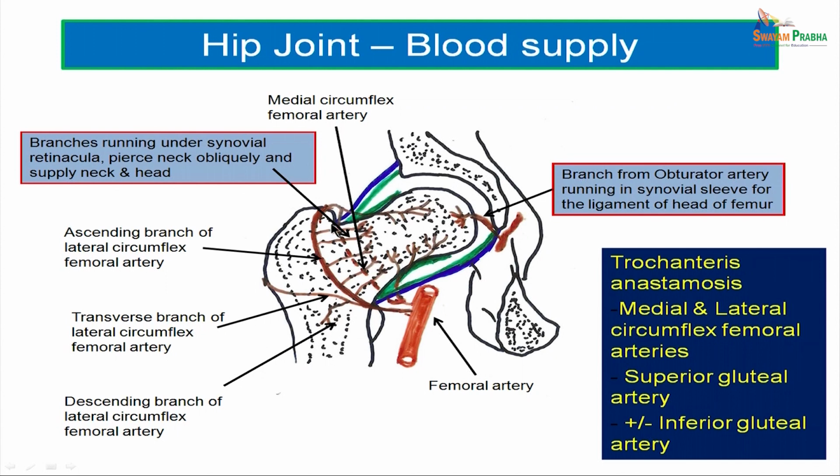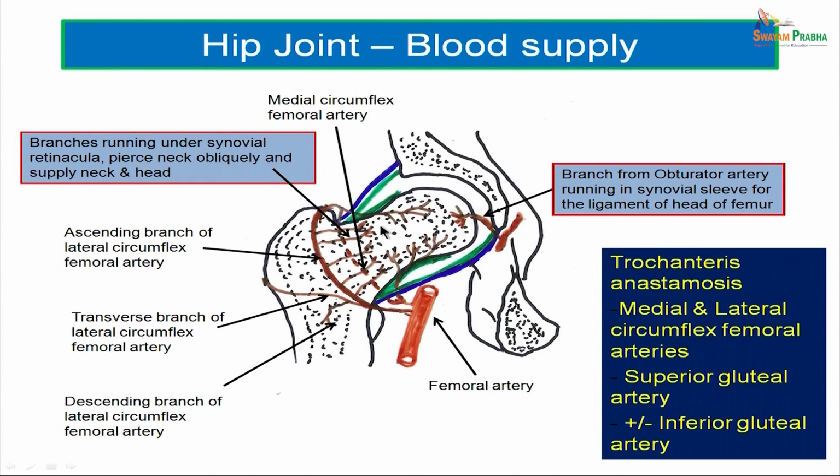coming out from the posterior aspect, and both of them give these branches which run obliquely in the synovial retinacula, which are extensions of the fibrous capsule, and dip down obliquely into the neck of the femur and supply the neck of the femur, and some amount of blood goes to the head of the femur. The head of the femur is also supplied with blood from a branch of the obturator artery which is running in the synovial sleeve for the ligament of the head of the femur.